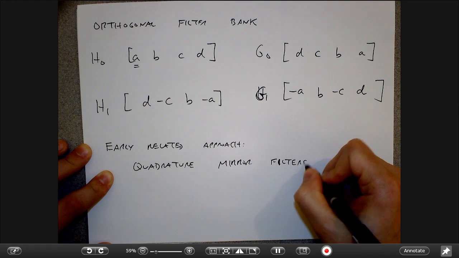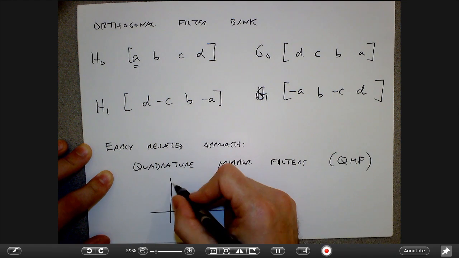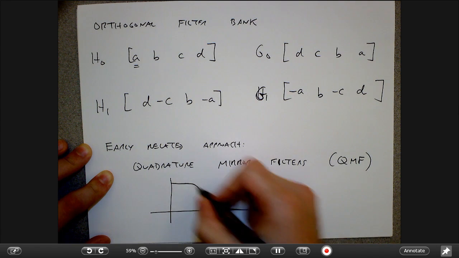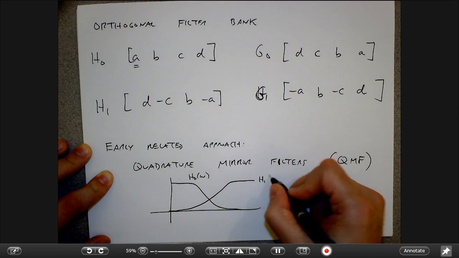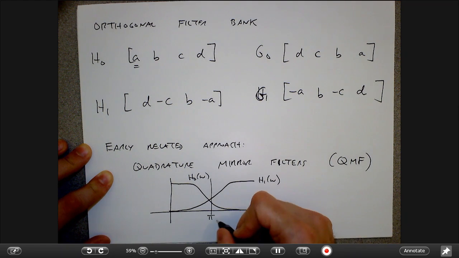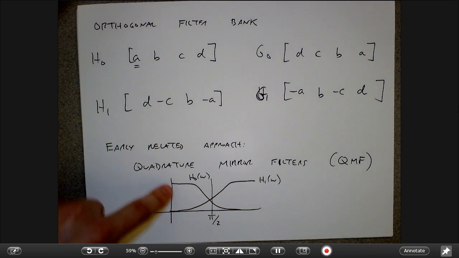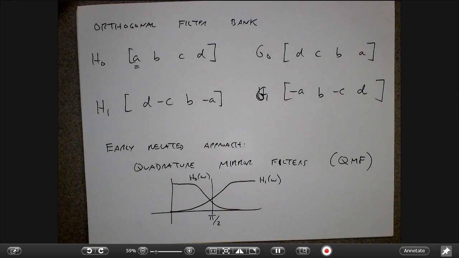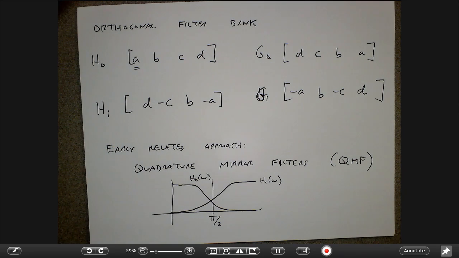The idea was basically that if this was the frequency response of H0, you wanted the frequency response of H1 to be exactly mirrored around pi over 2, right? So that would be like saying H0 is a low-pass filter, H1 is a high-pass filter, and I get exactly the same filter if I flip it around the middle. But it turns out that you can actually design very good quadrature mirror filters that are not useless.